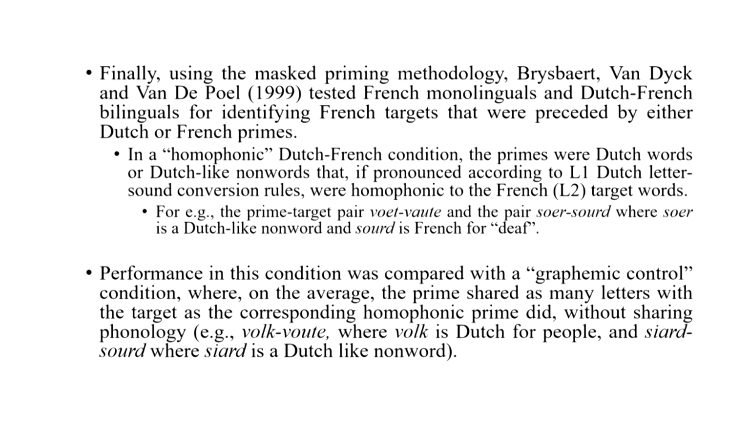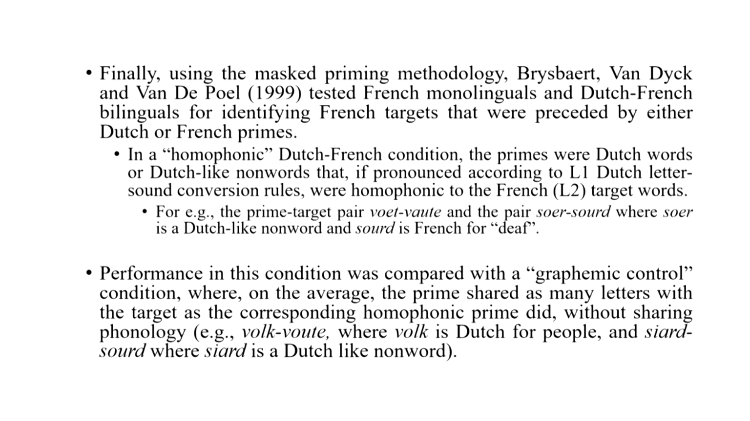And these words, if pronounced according to L1 Dutch letter to sound conversion rules, were homophonic to the French target words. So, basically they were very similar to the French target words. Let us look at the examples here. The prime target pairs were foot and faut, where foot basically resembles the Dutch word foot, vault basically resembles the French word vault, and the pair sir and sard, whereas sir is basically a Dutch like non-word because the grapheme is a Dutch like non-word, and sard is basically French for deaf.